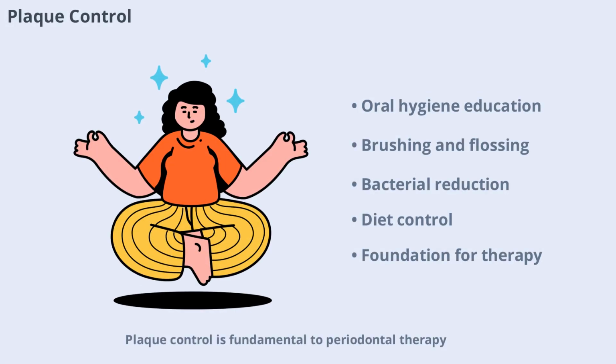Plaque control is fundamental to periodontal therapy. Patients are educated on proper oral hygiene techniques, including brushing and flossing. Regular removal of plaque prevents the accumulation of harmful bacteria, reducing inflammation and promoting healing. Diet control may also be recommended to minimize sugar intake and support oral health. Effective plaque control sets the stage for all subsequent periodontal procedures, ensuring a clean and healthy environment for the gums and teeth.